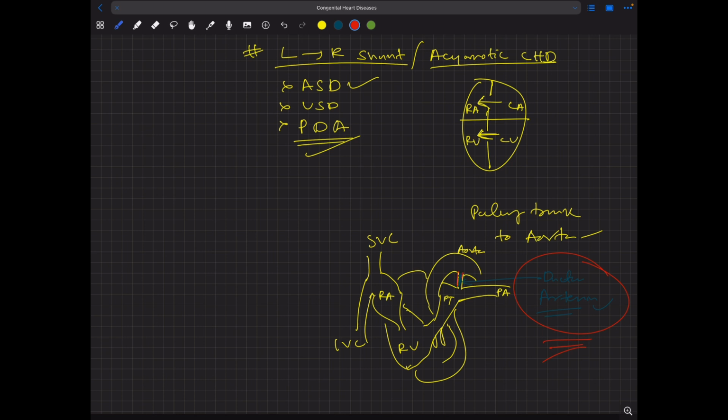If the ductus arteriosus is present, then the left ventricle carries oxygenated blood, and this blood will come to the right side. The left ventricle is connected with the aorta, so this is left, and the pulmonary trunk is connected to the right ventricle, so this is right. So it is also a type of left to right shunt. So these three are the examples of left to right shunt.